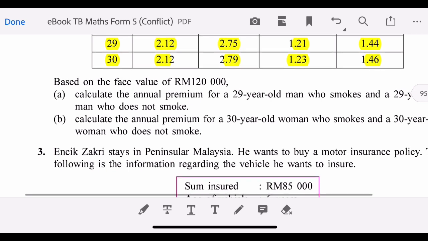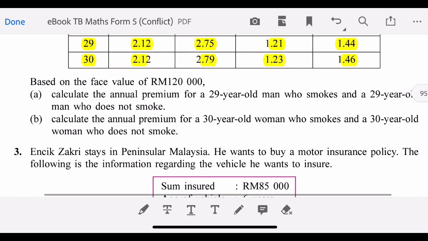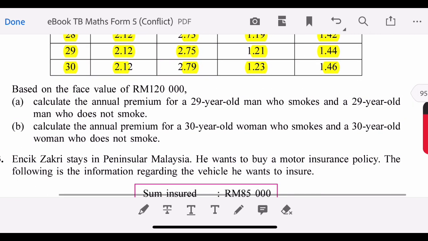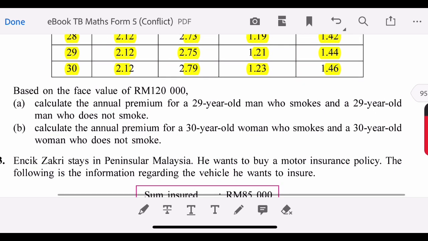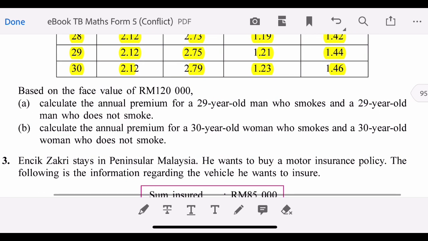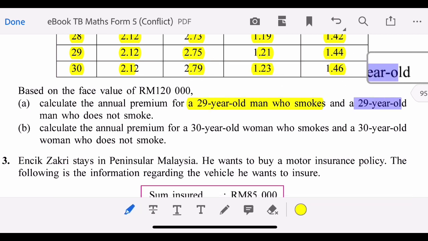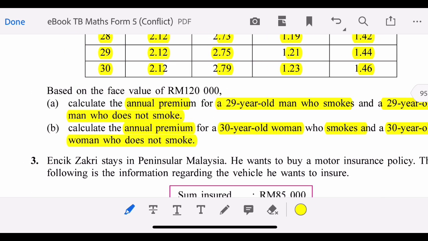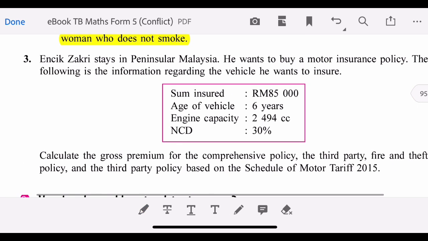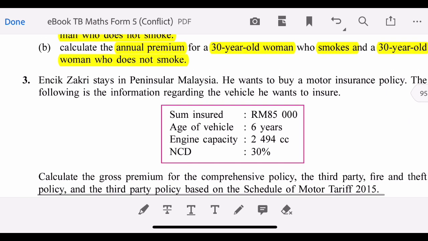Based on the face value of 120,000, calculate the premium for a 29 years old man who smokes and a 29 years old man who does not smoke. Okay, you have to calculate the annual premium for a 30 years old woman who smokes and a 30 years old woman who does not smoke. So you must know how to calculate the annual premium for the woman and for the men.